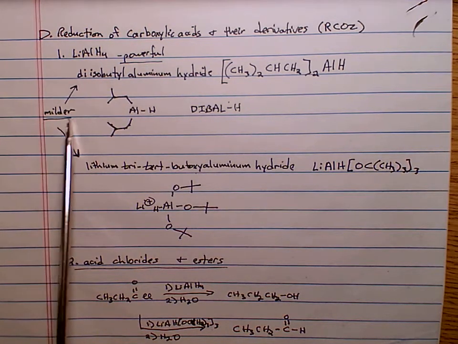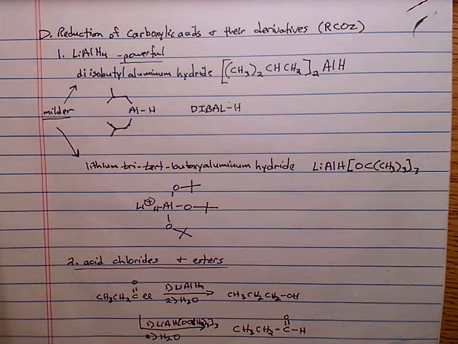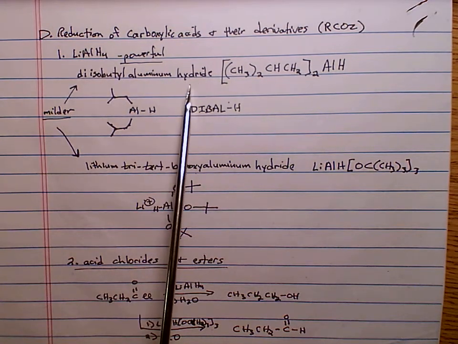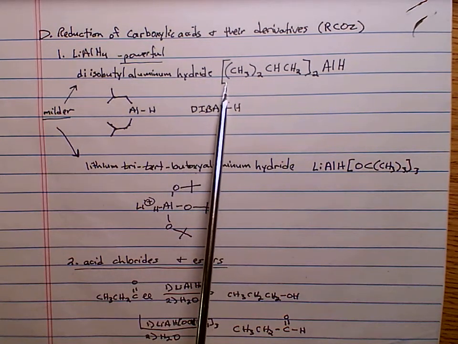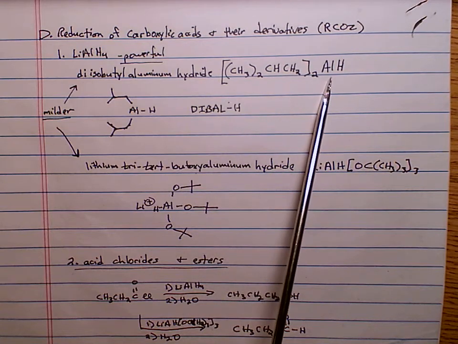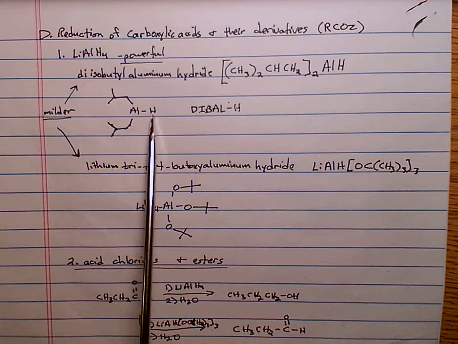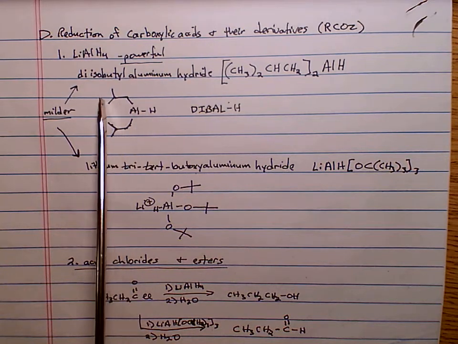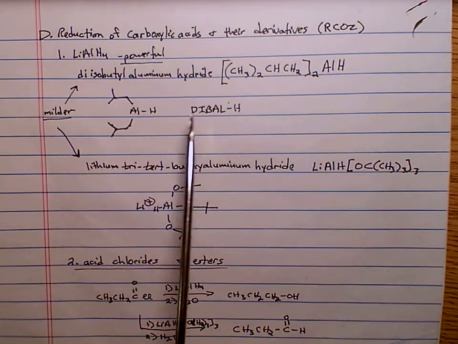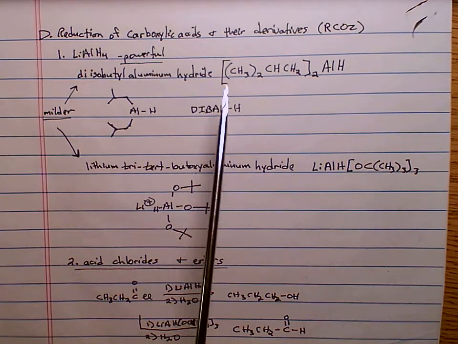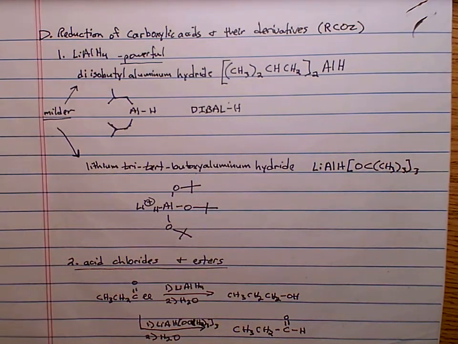So we look for milder reducing agents, and the two that really work nicely are diisobutyl aluminum hydride, which if you're writing it out is just a beast to say. And here's the drawing of it, diisobutyl aluminum hydride. We just call it dibal-H. Remember, dibal-H, a milder reducing agent.